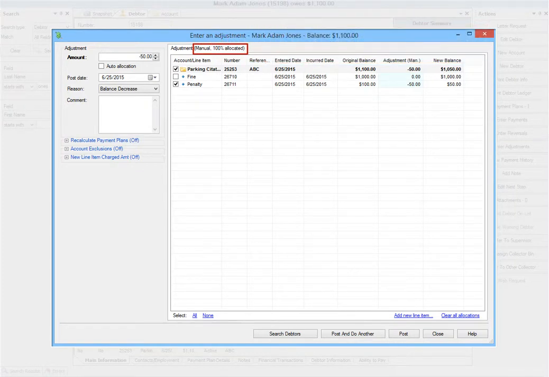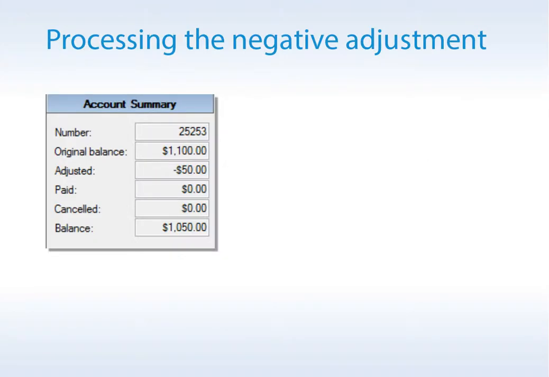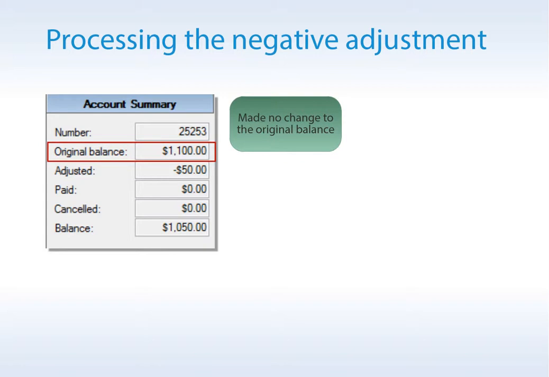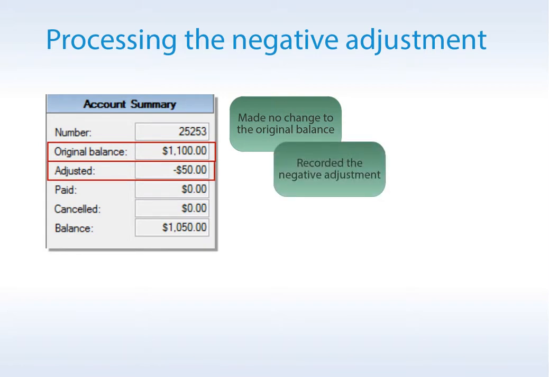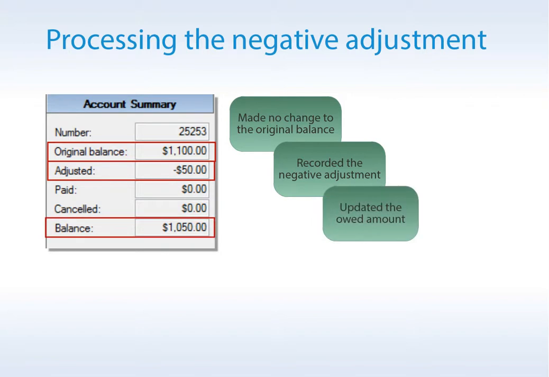All that's left is posting the adjustment, which I'll do off screen. We'll cover posting later in this video. Now let's look at how Revenue Results process the negative adjustment. Revenue Results did not change the original balance. It recorded the adjustment as a negative amount, and it updated the owed amount.